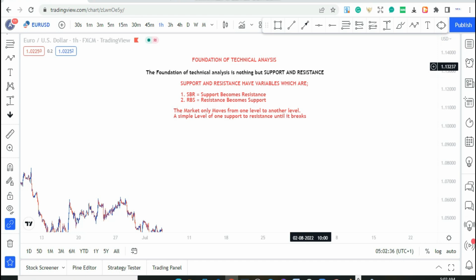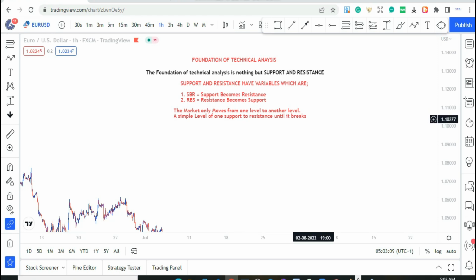Look, how does price move? Price moves from a level of support to a level of resistance. The market only moves from one level to another level. The simple level of one support to resistance or resistance to support until there is a break.